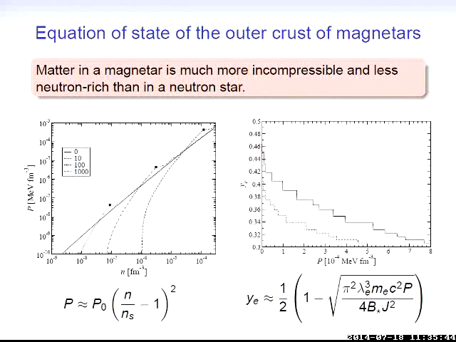And so this isn't valid up to the saturation density, is it? Oh, no. This NS is a surface density. Yeah, sorry. Oh, okay. So it's a density at the surface of the star.